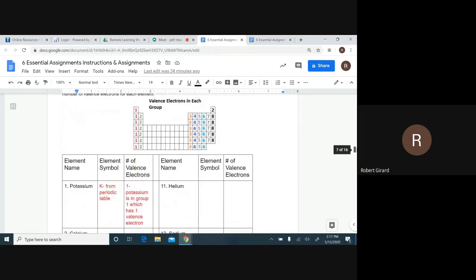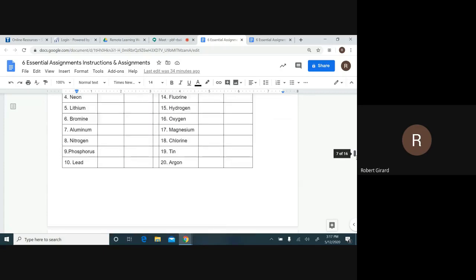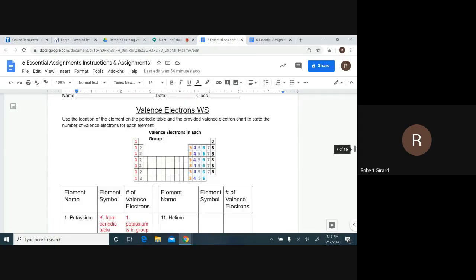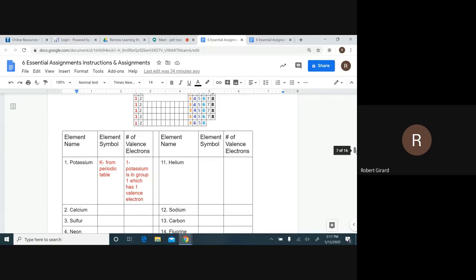So what you're doing here, and this is important for bonding and forming compounds, is you're given an element name, potassium, then you're going to find the symbol off the periodic table. The symbol for potassium is K, and then you're going to find where the potassium is in the periodic table. K is in the first column, so you can come up to the first column on here, and they have 1 valence electron. And that is how you find the valence electrons here.